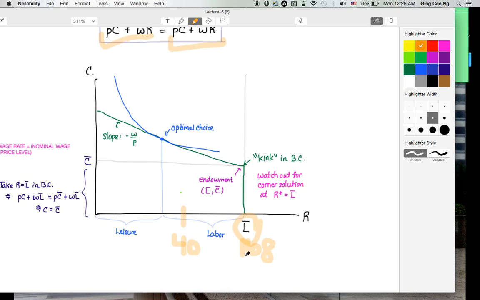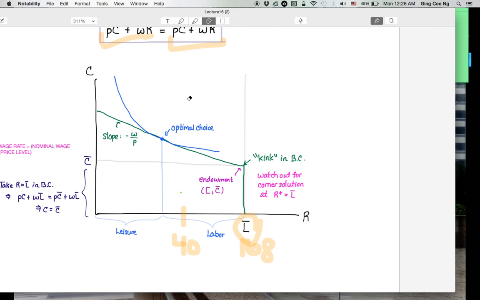Now, it's possible, of course, that we could create a new model where instead of having this time endowment, you have a maximum work week situation, but that becomes a more complicated model, which I don't want to get into.